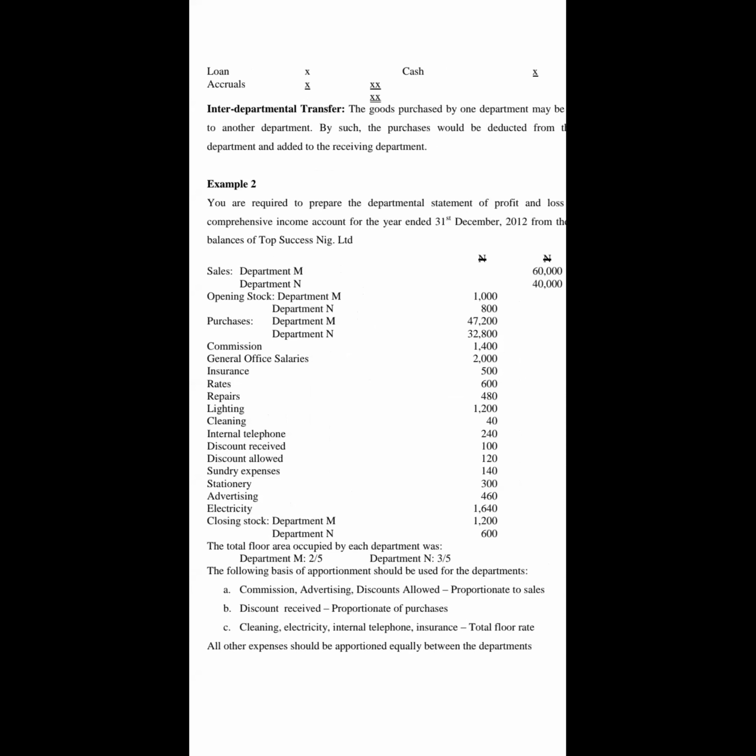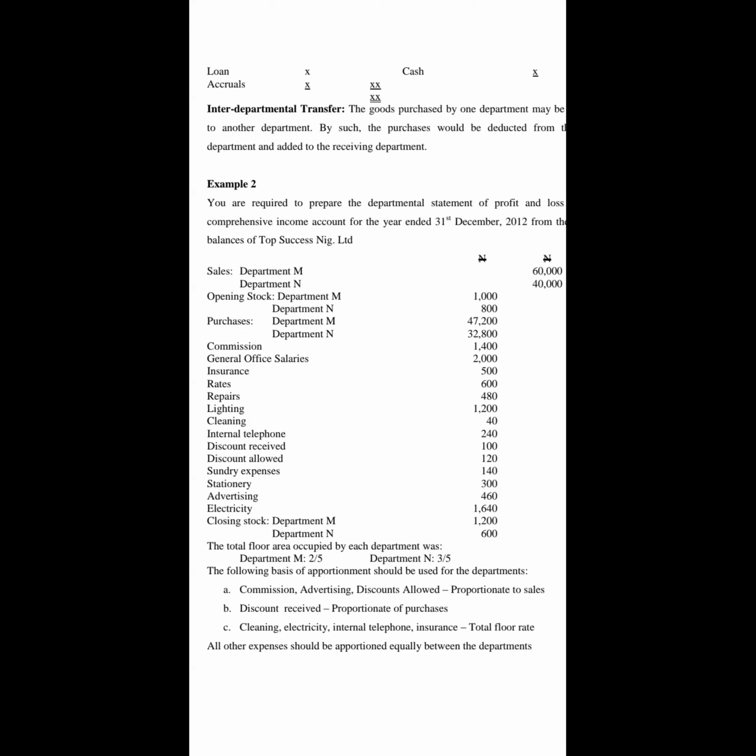So this is what we'll do. If we want to calculate commission for department M, the commission from our question, total commission is 1,400. So if we want to calculate commission for department M, it is going to be 60,000 over 100,000 times 1,400. Have you gotten that? So let's do this thing together.